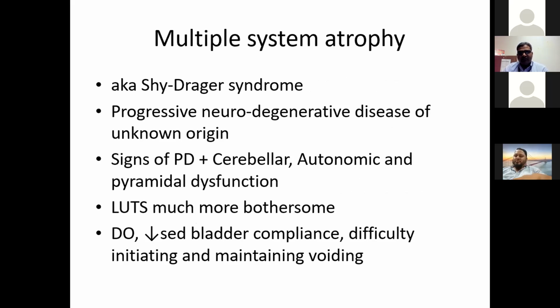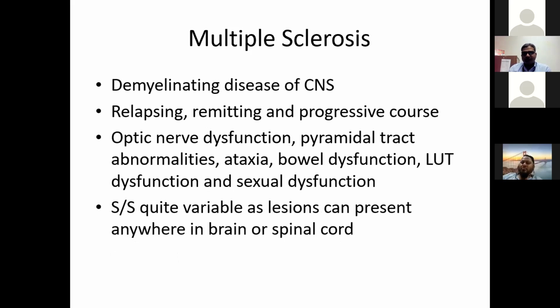Multisystem atrophy is also known as Shy-Drager syndrome. It's a progressive neurodegenerative disease of unknown origin. It is characterized by late diagnosis, and patients generally have urological and neurological symptoms for years before the diagnosis is made. Patients exhibit signs of Parkinson's disease along with cerebellar, autonomic, and pyramidal dysfunction, and lower urinary tract symptoms are much more bothersome. It leads to decreased bladder compliance, detrusor overactivity, and patients have difficulty in initiating and maintaining the voiding.